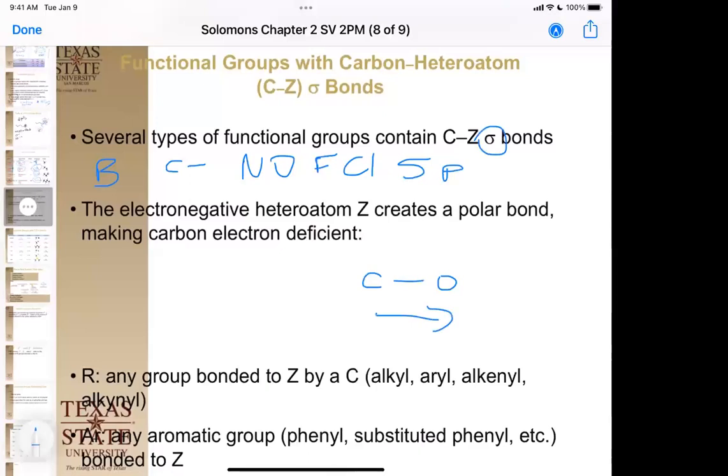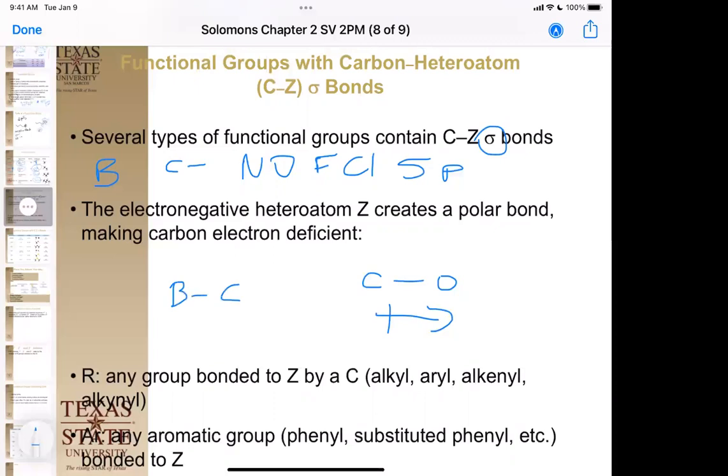Oxygen. So that means we're going to have a polar bond that's going to go in the direction of oxygen. Because oxygen wants the electrons, it's going to draw the electrons toward it, giving us that polar bond, partially positive charge on carbon. What about boron carbon?